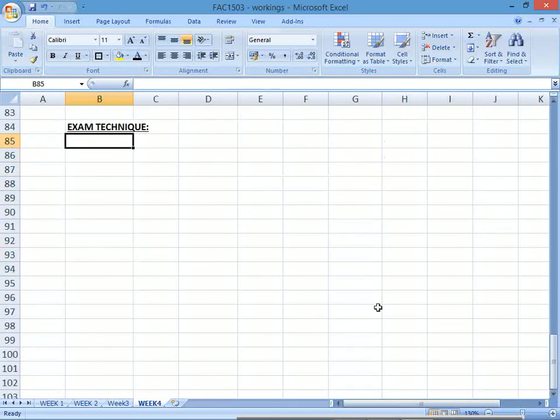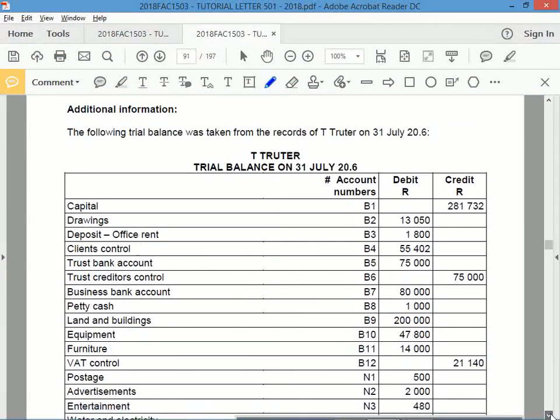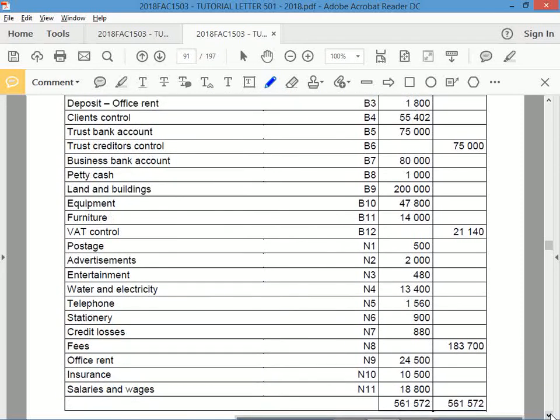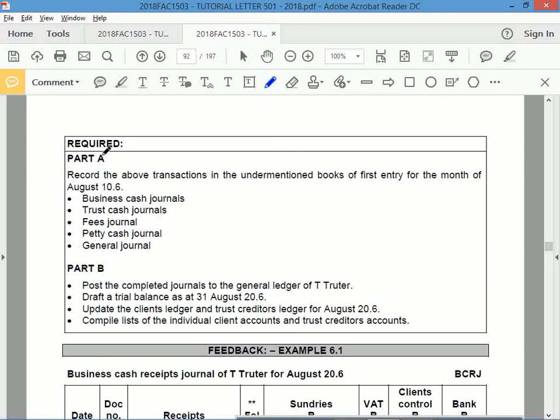First step, required, always. Before, that was more important because you had to draw up your own answer sheets. Now they give it to you, so it's a bit better. So I look at this and I see, what do they want me to do? Let's scroll further down. This one's quite a long one. Here, part A. Record the above transactions in the journals. Okay, there's the journals. That we won't do. We're not going to waste time. The journals are there. I'm going to put the stuff that we need.